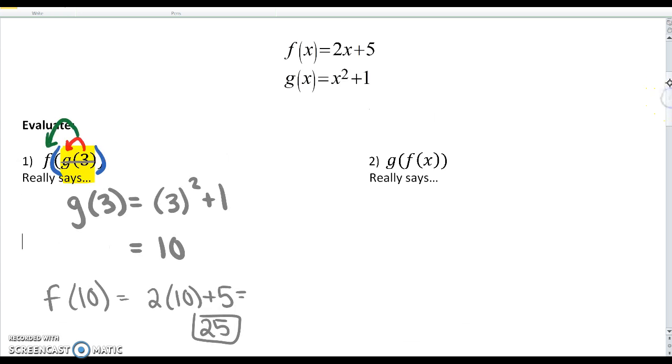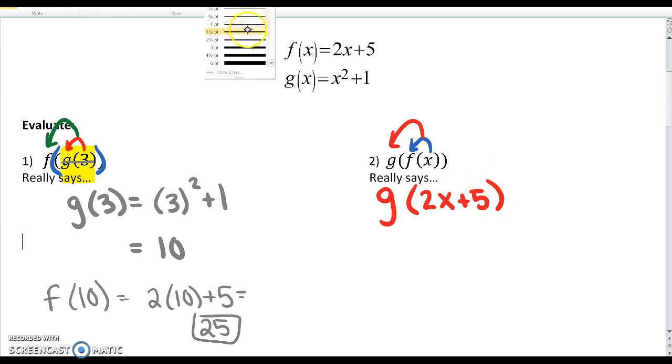Now, if we don't have a number and we just have g of f of x, it's going to work the same exact way, but people get confused because they're variables. So what this says is you take x and plug it into f, which x is already plugged into f, so you don't really have to do anything there. And then you're going to take f of x and plug it into g. So really this is g of f of x, which is g of 2x plus 5. I substituted 2x plus 5 in for f of x.